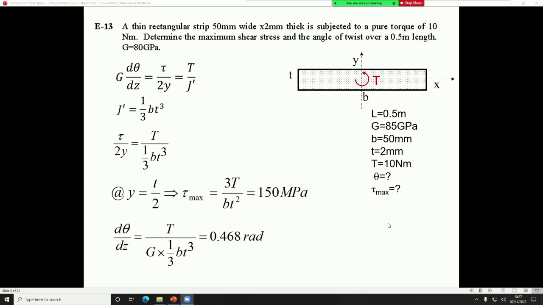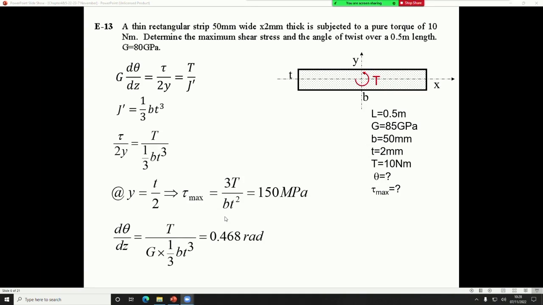Now, this is the next relation I'm going to use. In your examination data sheet, I wrote theta equal to T times L divided by G times J prime. Instead of J, I used J prime. I didn't want to confuse you during the exam. So J prime is for a thin section, which is open, and in this one, this is a thin strip. So J prime is equal to 1 over 3 B T cubed. If I substitute the values, we get a rate of twist of 0.468 radians. So this is quite straightforward. I repeat, I have included this equation for you when we have a uniform thickness, and obviously the maximum shear stress occurs at the top and bottom layers, so y is equal to t over 2, and you end up with this relation here.